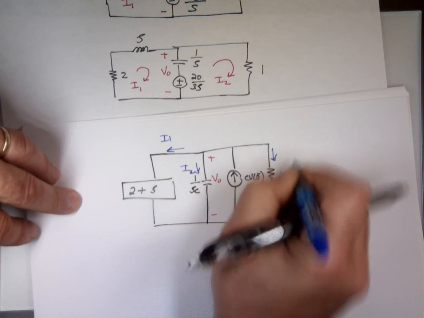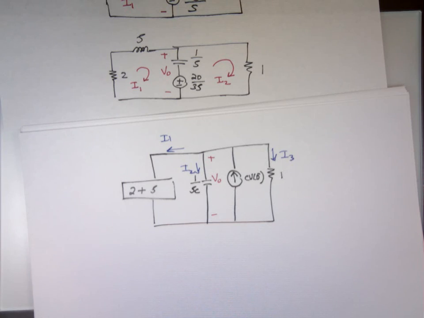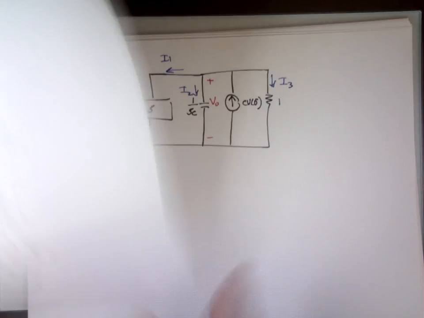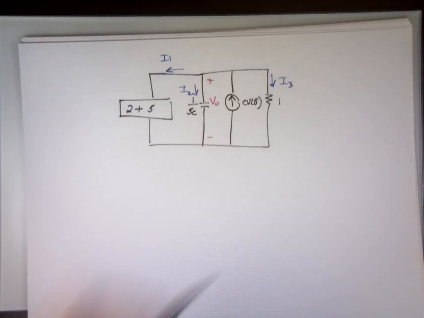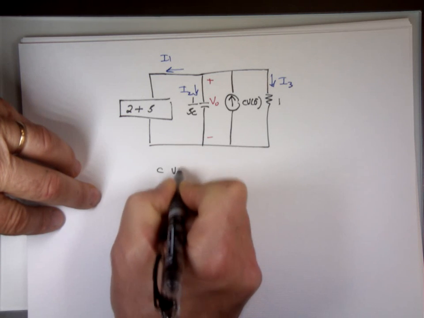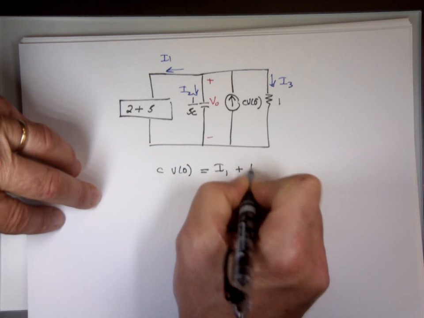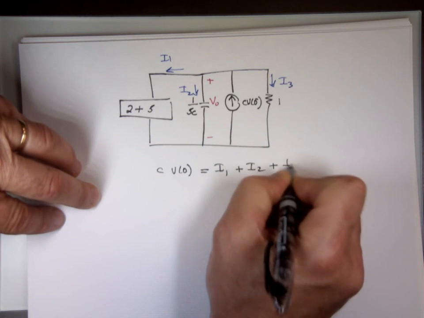That might be easier mathematically. So that's the reason why I decided to switch this one from this to that. I think my math will be easier. Both will give you the same answer. If we do it right, both will give us the correct answer. Let's look at that. The current, which is what? C V0 equals the current leaving, I sub 1 plus I sub 2 plus I sub 3. I just happen to know what C and V0 are.